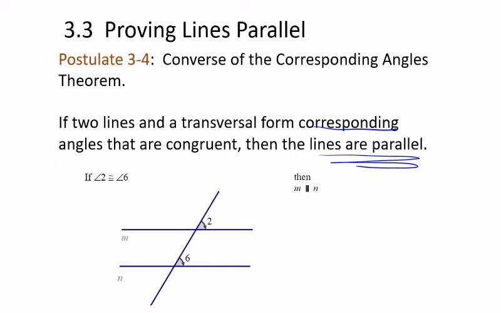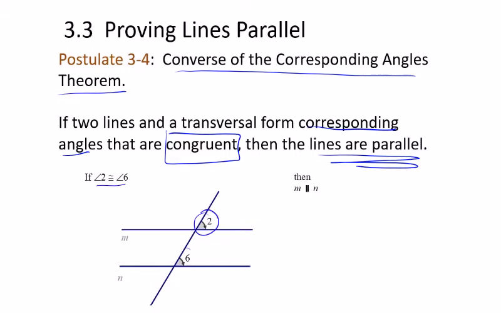So the first postulate is the converse of the corresponding angles theorem, okay? And so it says, once again, if two lines and a transversal form corresponding angles that are congruent, then the lines are parallel, okay? So in this case, if angle 2 is congruent to angle 6, then line M must be parallel with line N, okay? So that's what this theorem is saying.